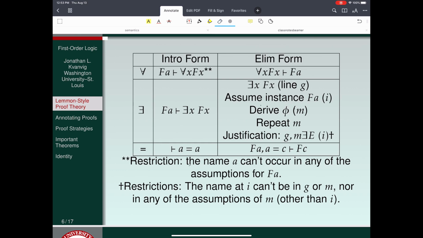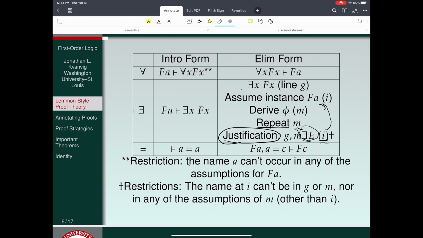So we have an existentially quantified formula at some line, call it line G. We assume FA at line I. We derive some formula, phi, it doesn't matter what phi is, that's at line M. And then we get to repeat that very formula on the next line, justifying it by appeal to line G, the existentially quantified formula, and line M, what we derived from FA, using the rule existential elimination, discharging line I, our assumed instance.